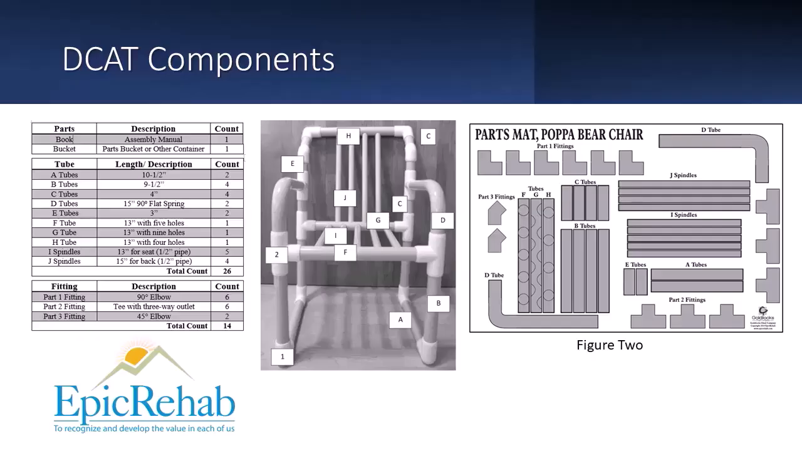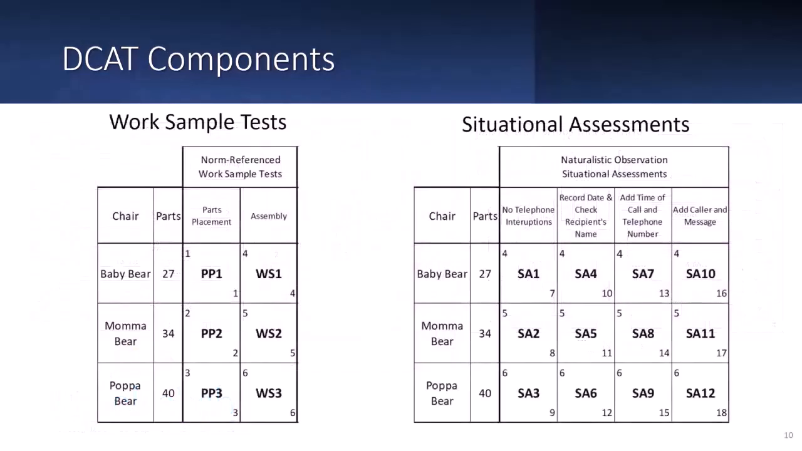So the dull chair is meaningful, has a clear end goal, and allows clients to fix their own mistakes, all of which promotes engagement and helps them see the relevance of the assessment to their lives. When we talk about how we evaluate work capacity, we use 2 main types of tests: situational assessments and work sample tests. What's the difference between those two?